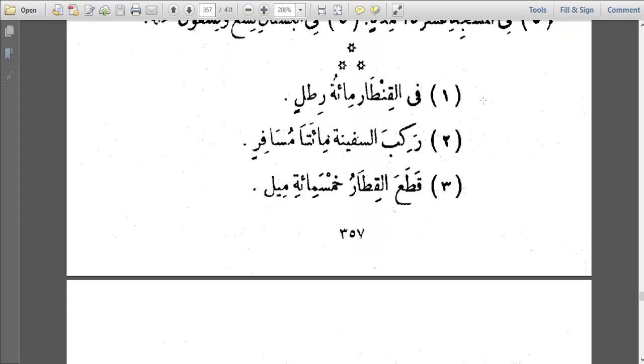So here he explains this. It says, fil qintari, in a quintal, mi'atu ritlin. There are 100 pounds. So there are 100 pounds in a quintal. Rakiba safinatu mi'ata musafirin.